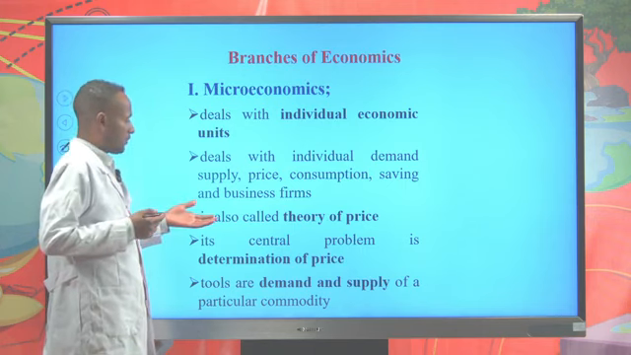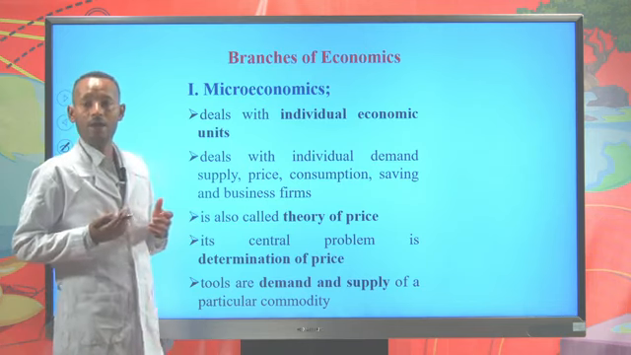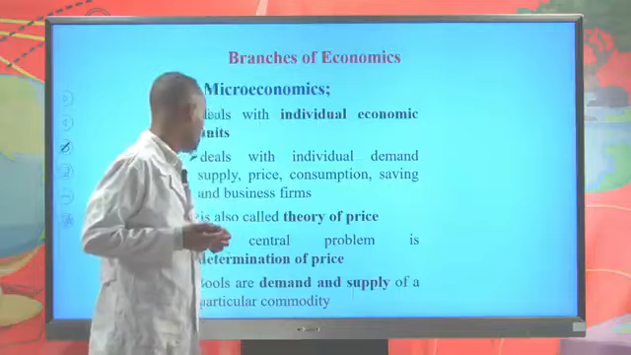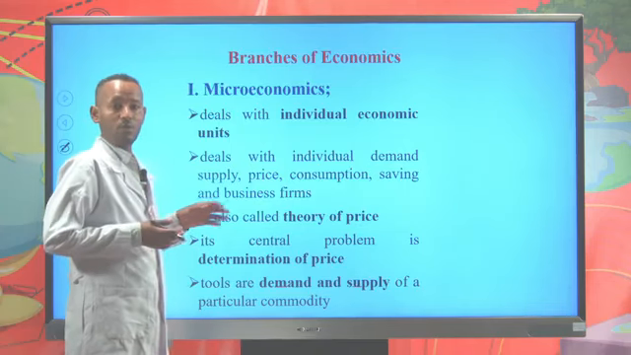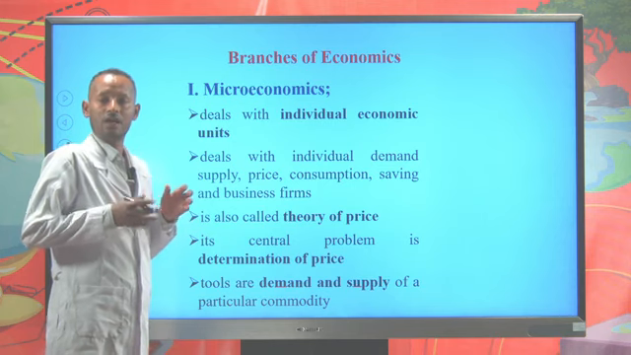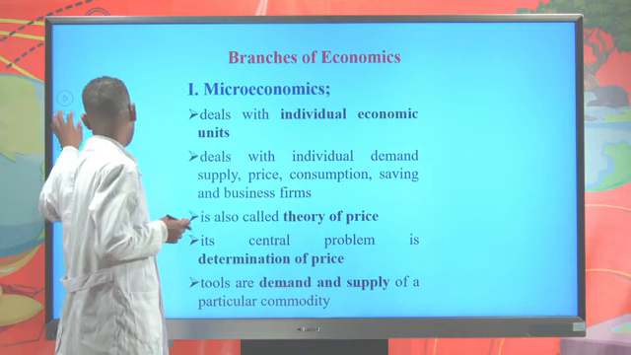Microeconomics is also called theory of price, and the major or central problem of microeconomics is determination of price. And the tools used to determine price are individual demand and individual supply. Individual demand and individual supply are the tools used to determine the market price under microeconomics. This microeconomics is a theory which was proposed by Adam Smith, and Adam Smith is generally considered as the father of economics.